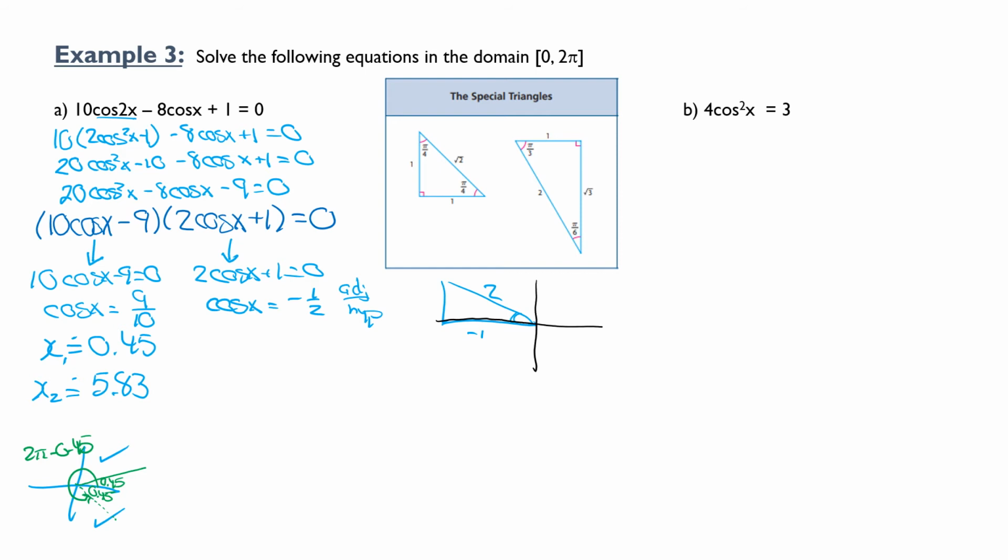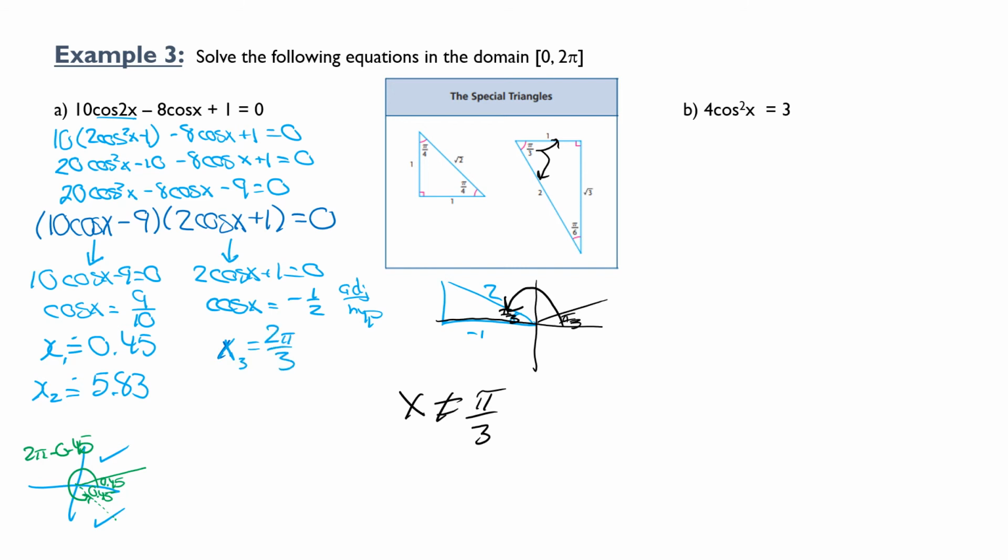Which one is that? We're looking for an adjacent of 1 and a hypotenuse of 2. That's going to be pi over 3. So this related acute angle is pi over 3. Pi over 3 is not my answer. X does not equal pi over 3, because that pi over 3 is over here. Right over here, that black arrow in the second quadrant, that's going to be 2 pi over 3. So I've got x equals 2 pi over 3.